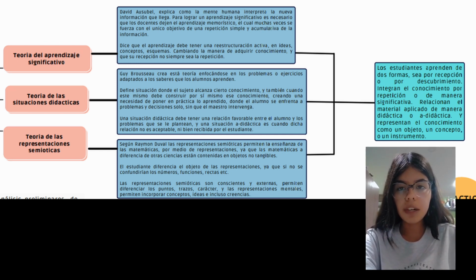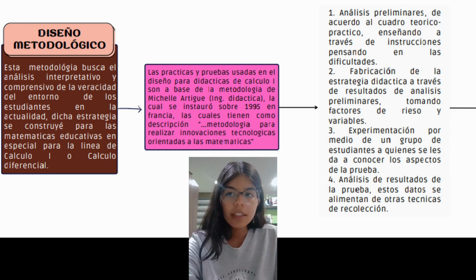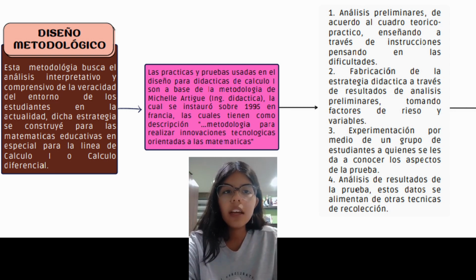Theory of semiotic representations. According to Raymond Duval, semiotic representations allow the teaching of mathematics through representations. The semiotic representations are conscious and external. They allow one to differentiate the points, line, characters, and the mental representation. They allow one to incorporate concepts, ideas, and even beliefs. It seeks the interpretative and comprehensive analysis of the reality of the student's environment at present.